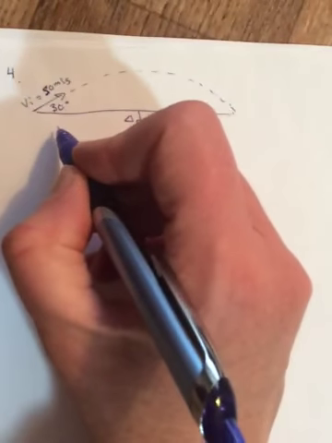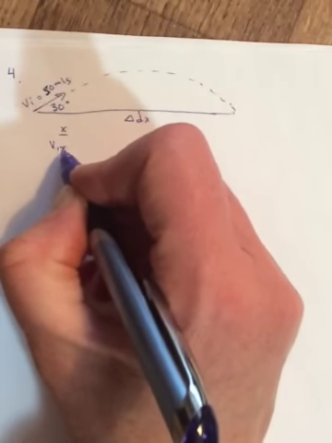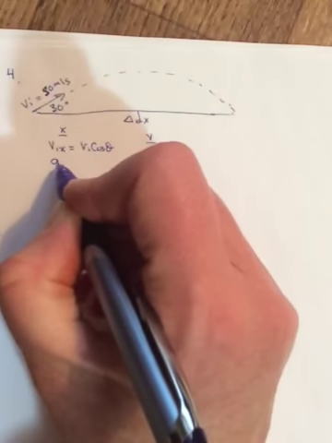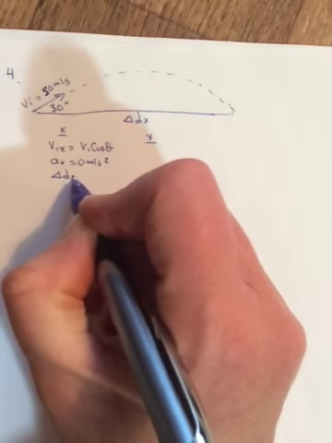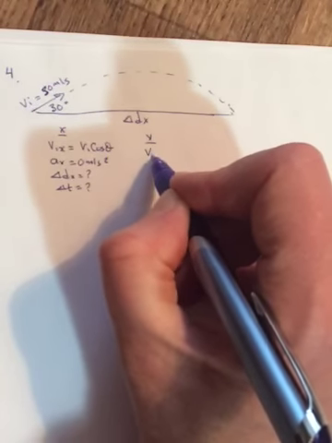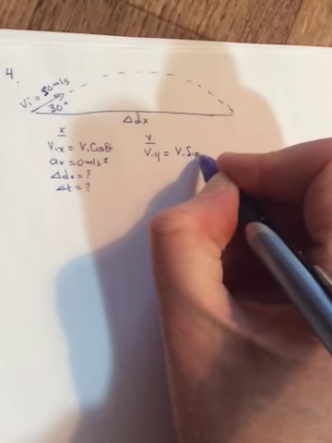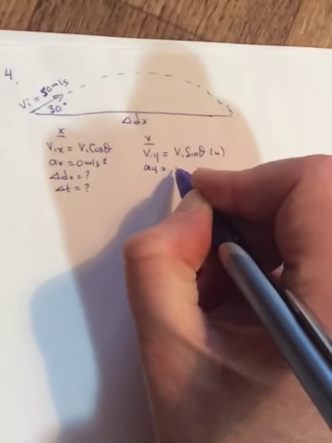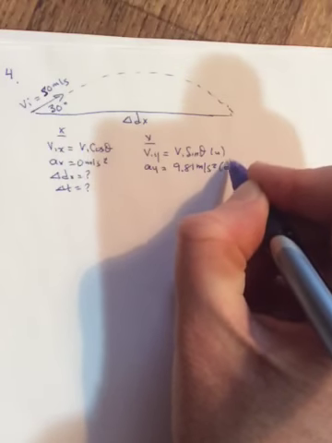Okay, so we can do our x and y. In our x direction, we have vix, which is going to be vi cos theta, and we have ax, which is going to be 0. And we have delta dx, which we're looking for. And of course, we don't know delta t. In our y direction, we have viy, which is equal to vi sine theta, and that'll be up. We have ay, which is equal to 9.81 meters per second squared, and that'll be down.